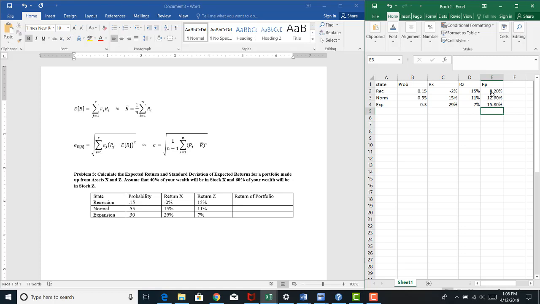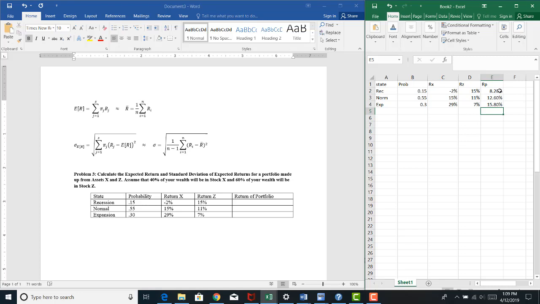I'm going to pause right here, because this is a common mistake made by students when trying to calculate the expected return of the portfolio. Notice that when I calculated the returns for the portfolio in each economic state, I didn't touch the probabilities. I have to get the returns for the portfolio in each state with the portfolio weights that are given in the problem.